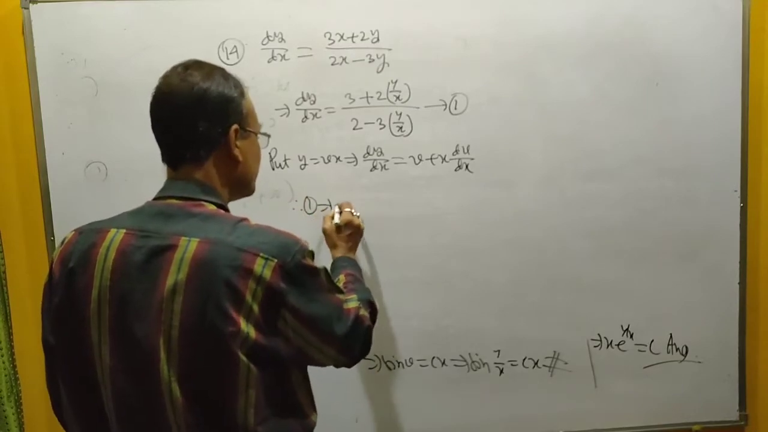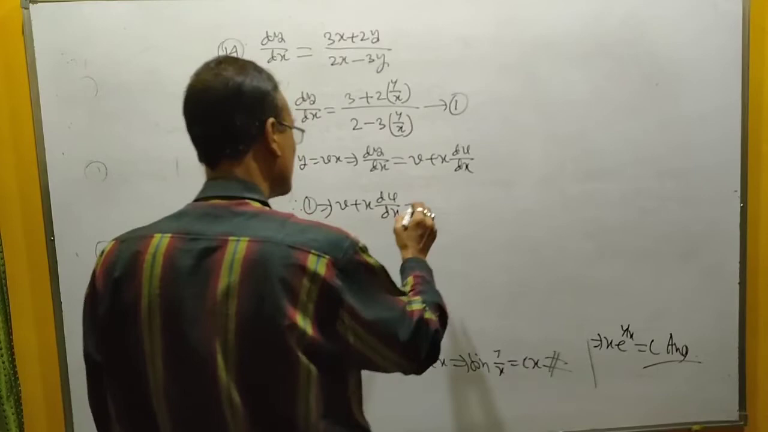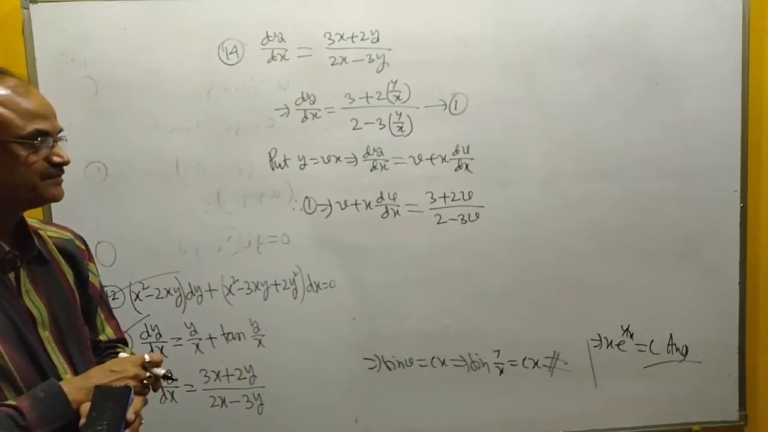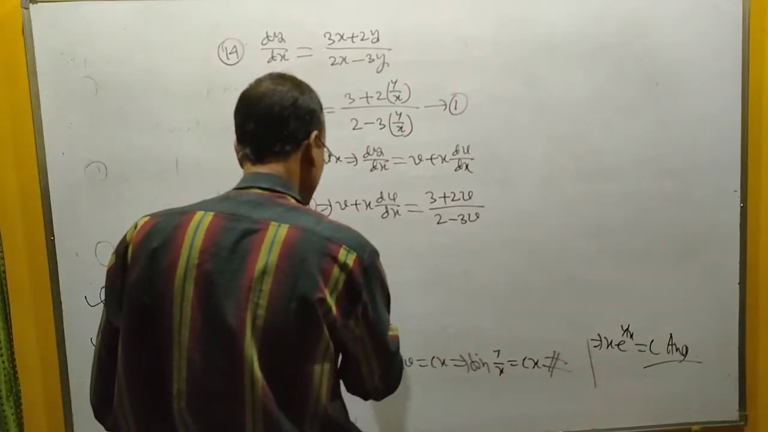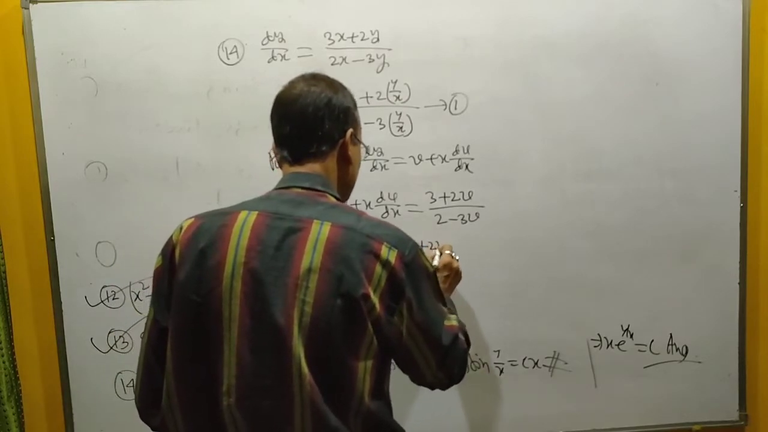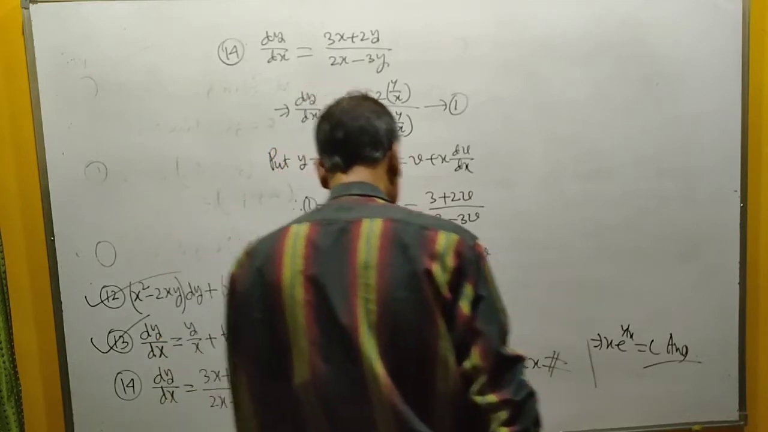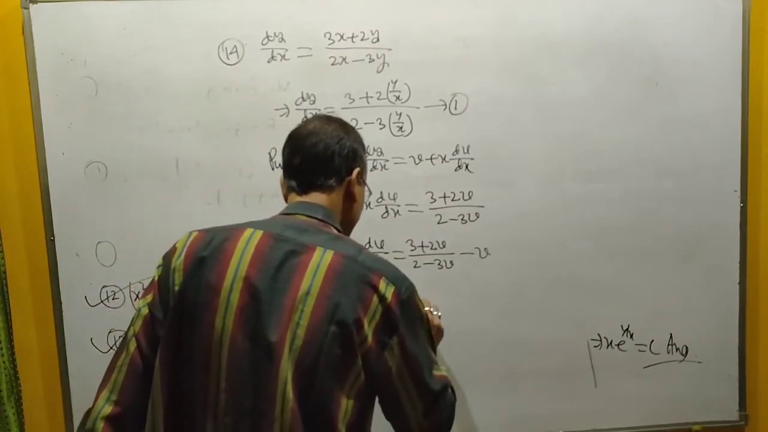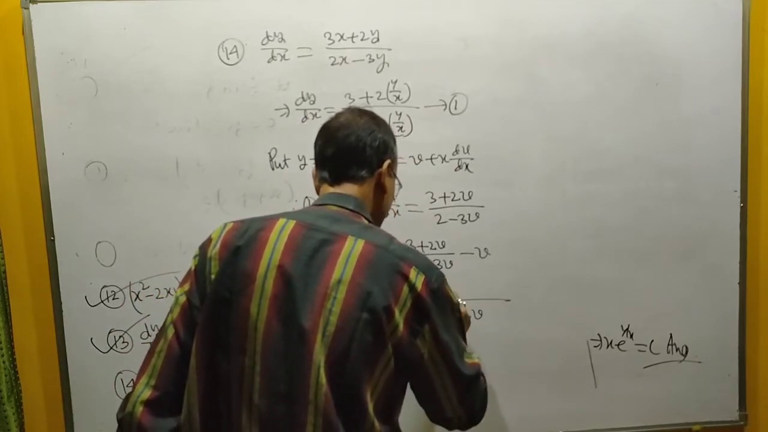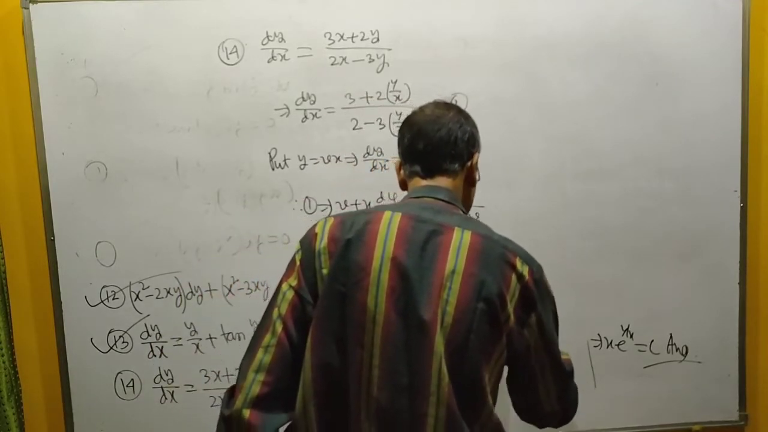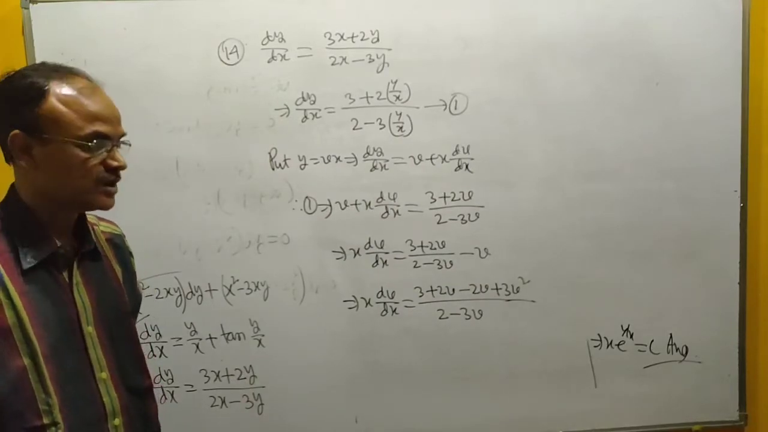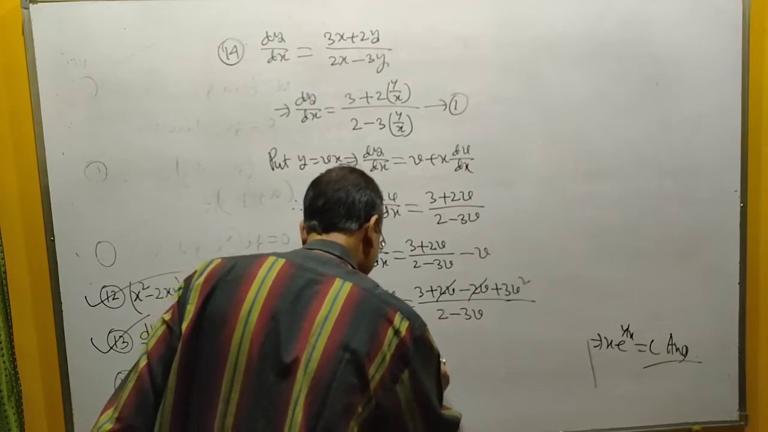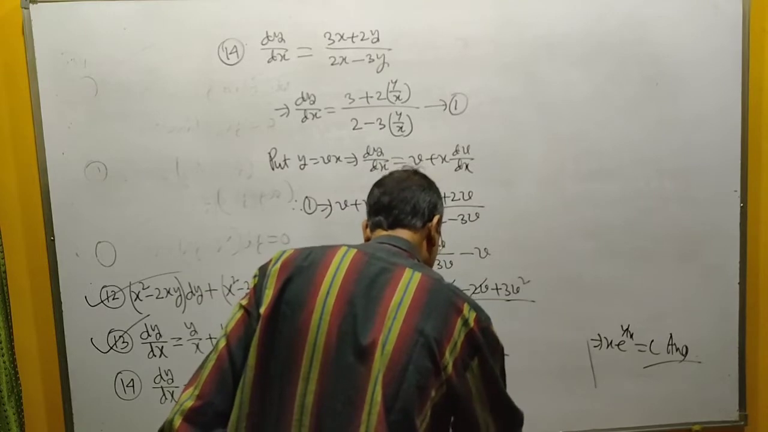Therefore, one implies v plus x dv by dx equals (3 plus 2v) divided by (2 minus 3v). This means x dv by dx equals (3 plus 2v) divided by (2 minus 3v) minus v, which is (3 plus 2v minus 2v plus 3v square) divided by (2 minus 3v). The 2v cancels, so x dv by dx equals 3 times (1 plus v square) divided by (2 minus 3v).